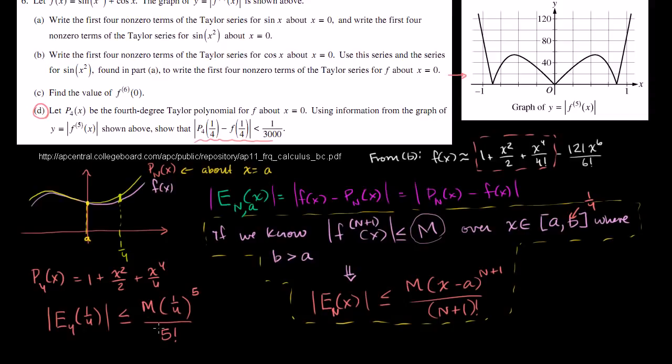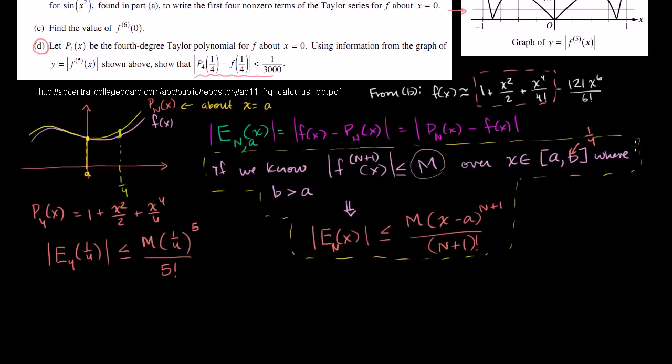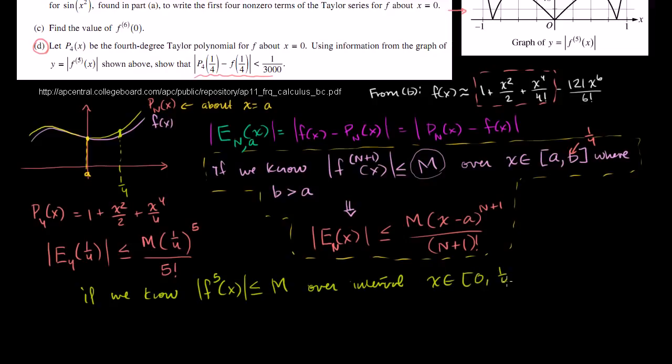So we can make the statement that if we know that the 5th derivative, the n plus 1th derivative, of f is less than or equal to some value M, the absolute value of the 5th derivative of f, I should say, is less than or equal to some value M over the interval x between 0 and 1/4. Those are our a's and b's in this particular case.